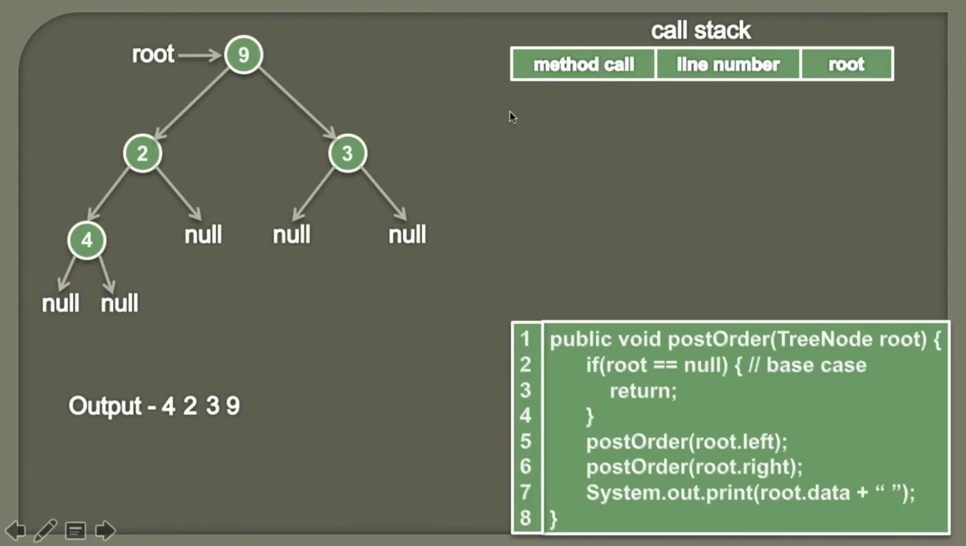And once this is removed from the call stack, we know that there are no more methods left to be traversed. So here we have actually successfully executed this recursive post order traversal to this binary tree and we have printed each and every node on the console as 4, 2, 3, 9. So friends, this was the demonstration of the algorithm. Now let's go to Eclipse and see the working code.